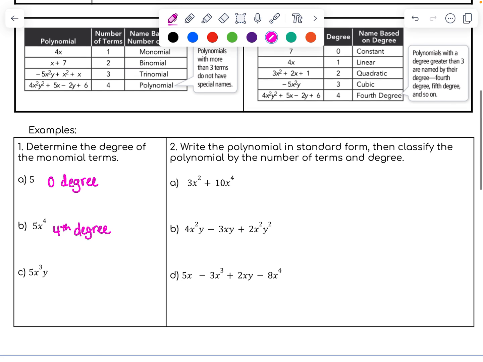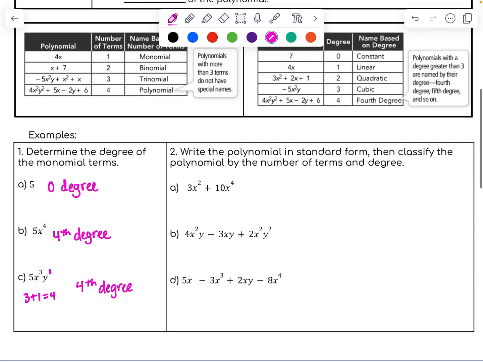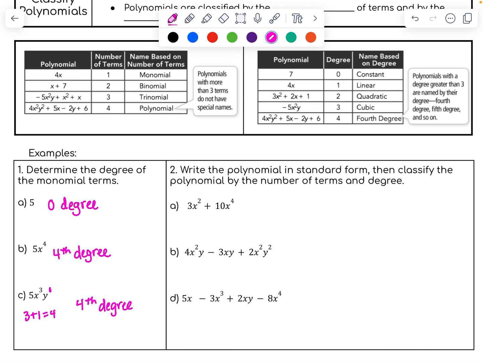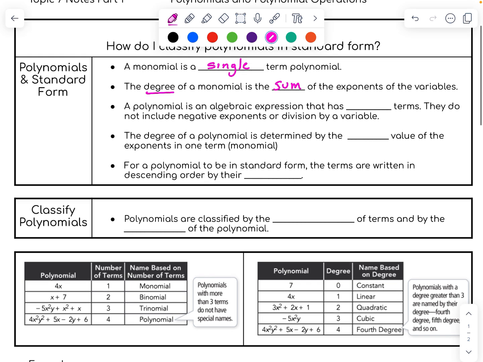If you look at the C example, we have 5x to the third y. Well, technically there's a 1 for the exponent with the y, and so this would be 3 plus 1 if we add the exponents, which makes 4, so this is also a 4th degree monomial. So that's how we find the degree. We just add the exponents in a monomial. Now, if we take more than one monomial, then we get a polynomial.